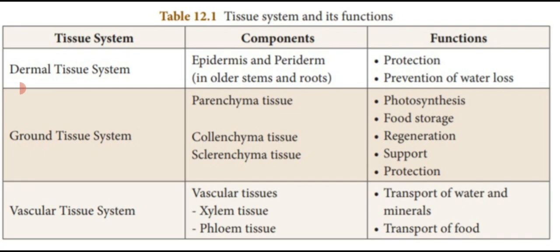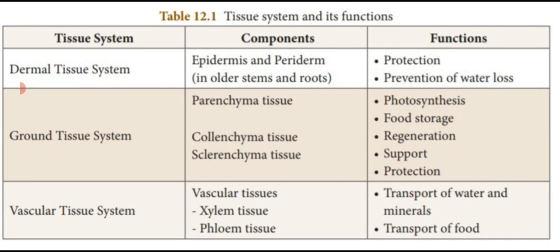Function: they give protection to the plant body and also prevent the loss of water. Then ground tissue system. The different types of cells are parenchyma, collenchyma and sclerenchyma tissues. They do different functions.